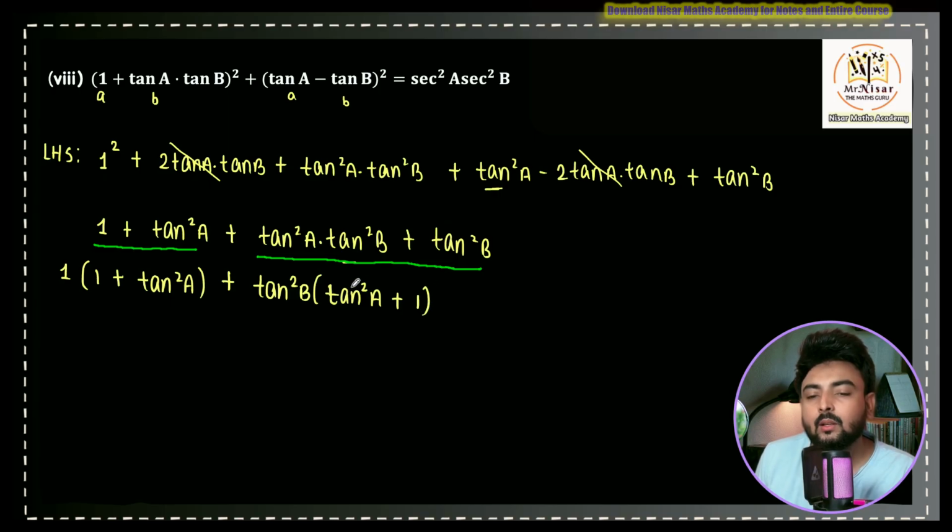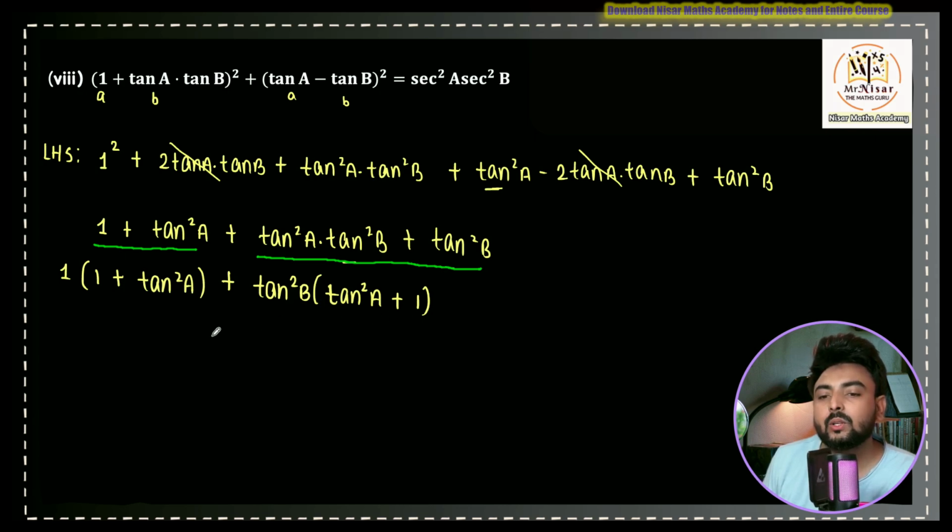Then I can see that throughout the bracket I have 1 plus tan square A, and here also I have 1 plus tan square A, so I can take that common. You may say, sir, it is tan square A plus 1 and here it is 1 plus tan square A, but it is one and the same thing. If I say A plus B or B plus A, that is one and the same thing. So from the whole bracket I have taken 1 plus tan square A common, and what is remaining here? 1 is remaining, so I'll write 1 plus, and what is remaining here? Tan square B.